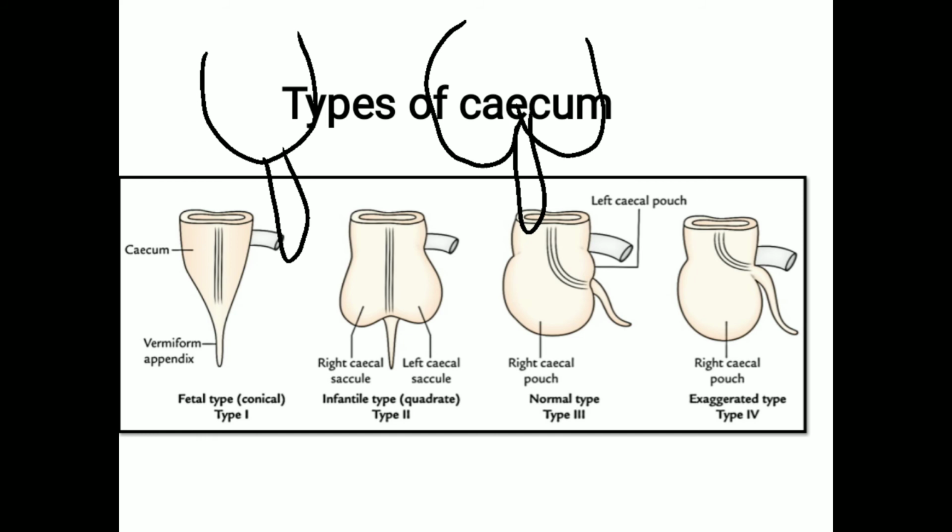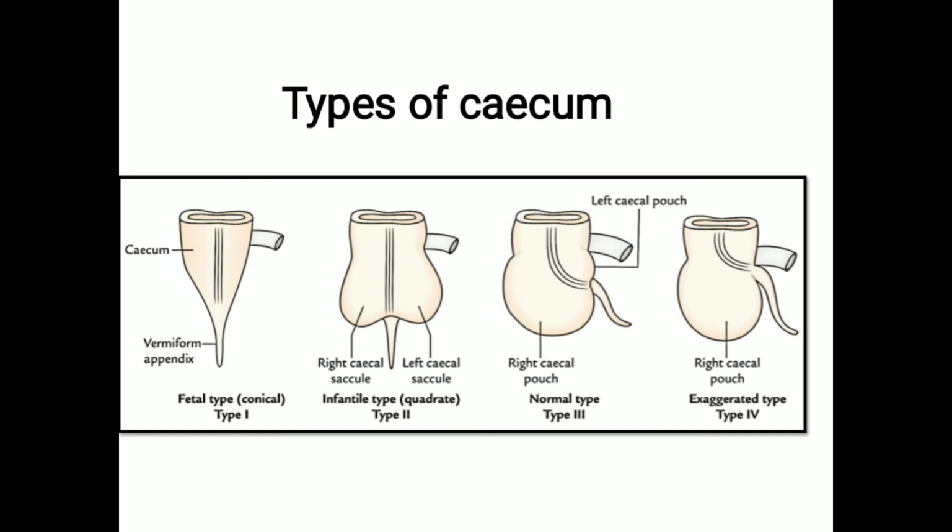The third one, if you look, the right saccule is larger than the left saccule. From the junction between the two, the appendix will arise. That is called the normal type. Almost 90% of individuals will have this type of appendix. That is called the normal type.